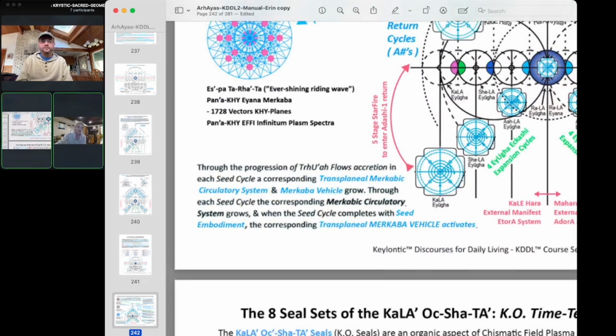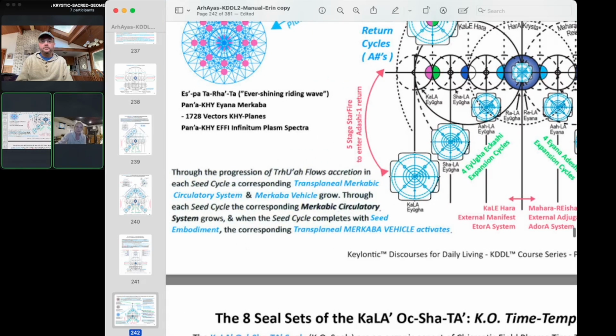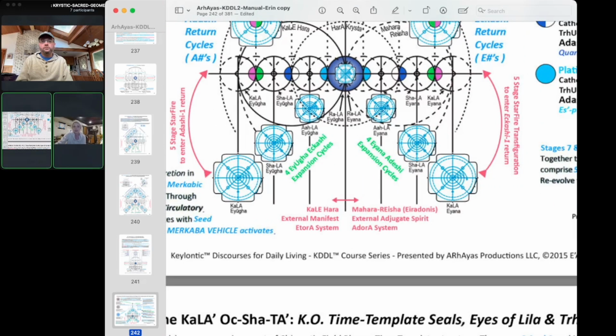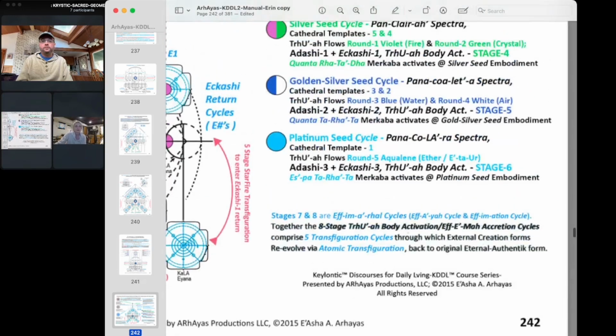So through the progression of Trua flows accretion in each seed cycle, a corresponding transplanial Merkabic circulatory system and Merkaba vehicle grow. And through this, we become vectorless. By the time all of this is embodied, by the time we essentially are vectorless, which is the same thing as saying all the vectors.